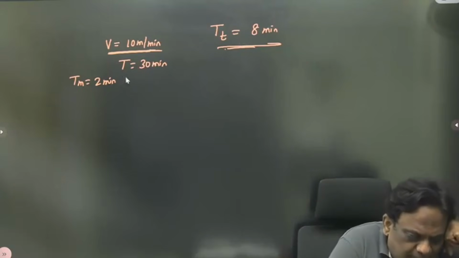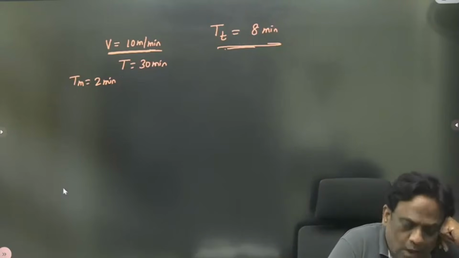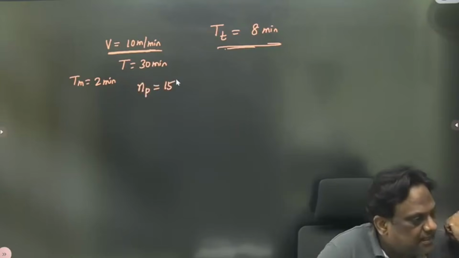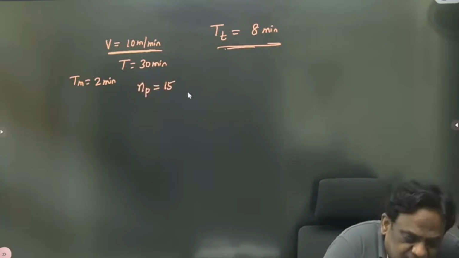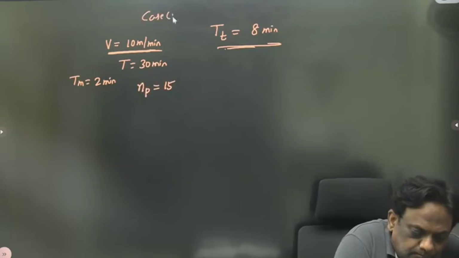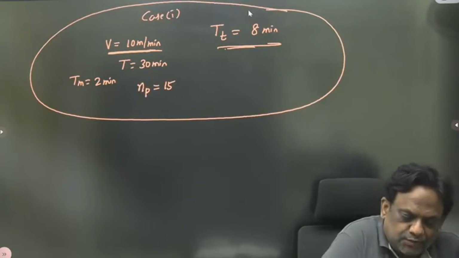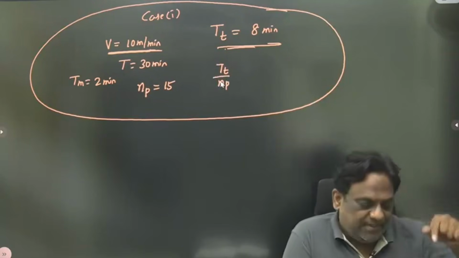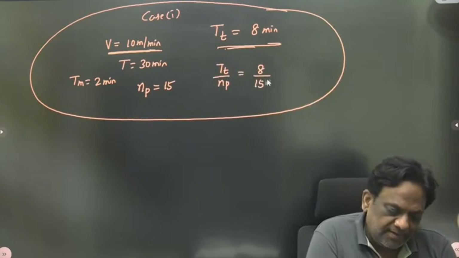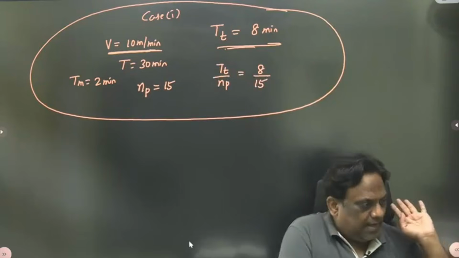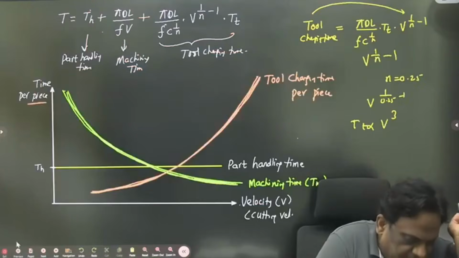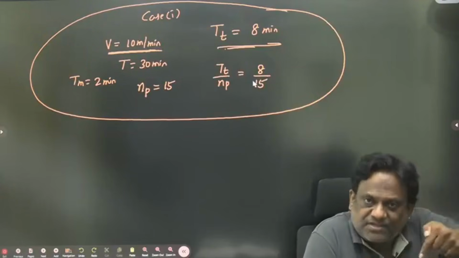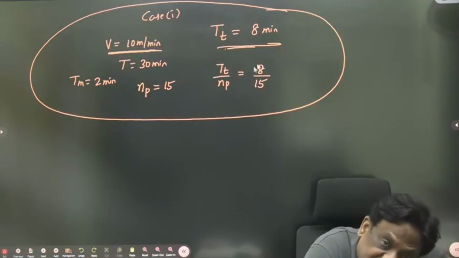Look here, sir, tell me how many pieces have you manufactured here? Therefore, Np is equal to 15 pieces. Understood, sir? This is case one. In case one, what is TT by Np? That is tool changing time per piece. It is 8 by 15. That is case one, sir. I think you have understood. So on this graph, you are not taking TT, you are taking TT by Np, per piece. You are not taking this time in your graph, sir, we are taking per piece.